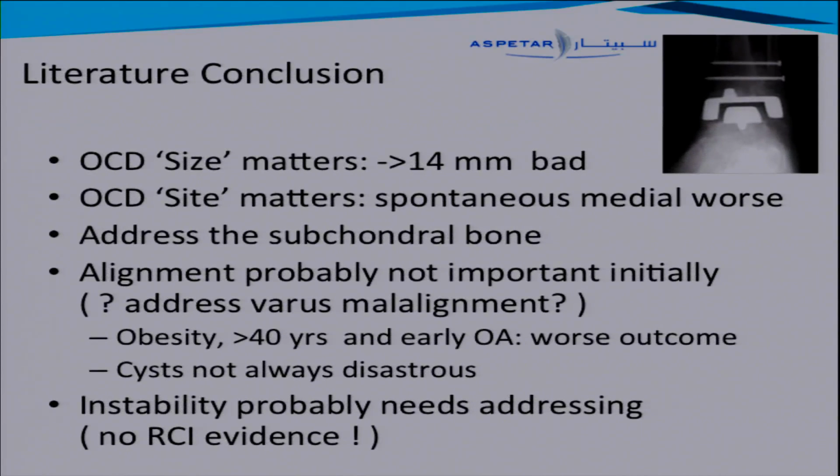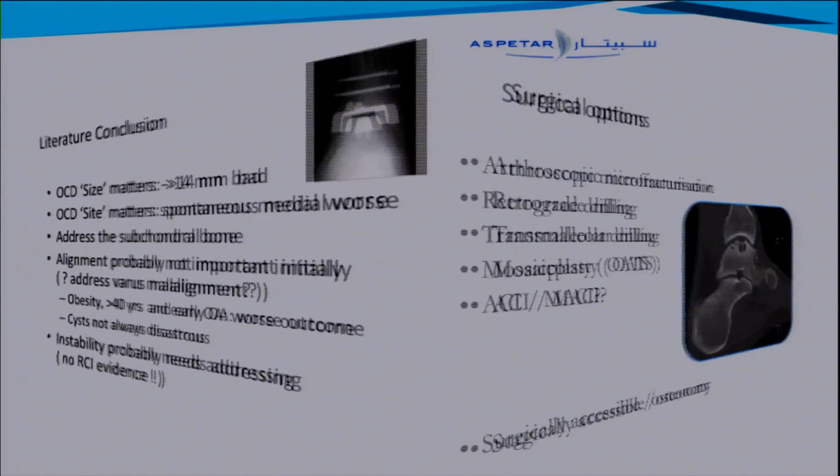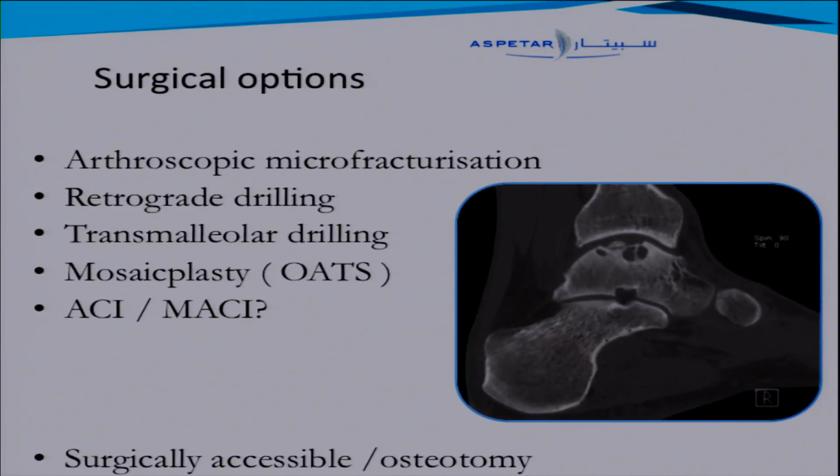What we do know, in conclusion, is that size does matter. The 14-15 millimeter cutoff is really what we aim for in our imaging techniques to see how we have to deal with them in a treatment option. Also, the site matters. Spontaneous medial is worse. Now, we know that we have to think only or mainly about the subchondral bone, and that alignment probably is not important initially, although varus malalignment is at stake. And instability probably needs addressing, although up to today we have no RCT evidence for that.